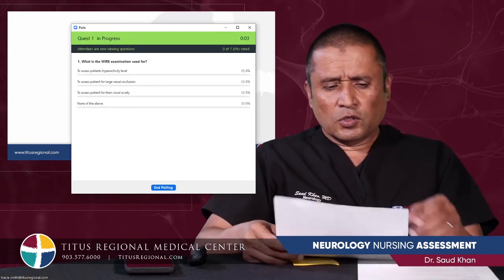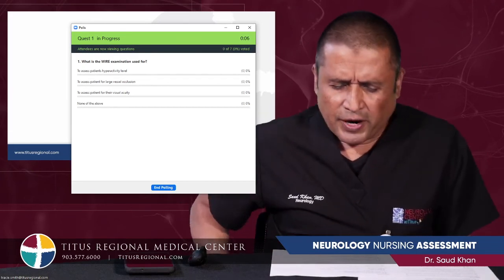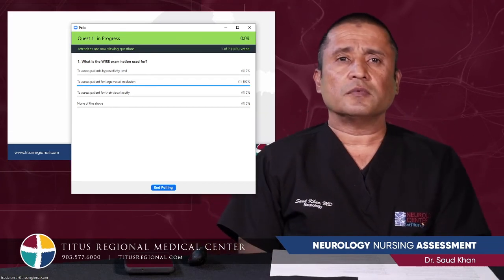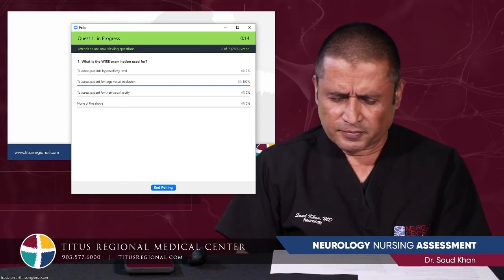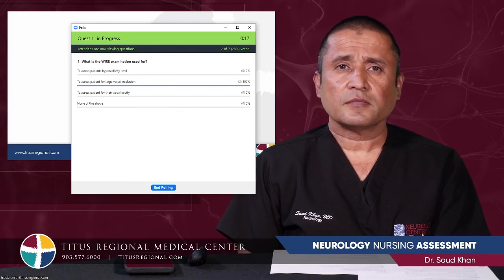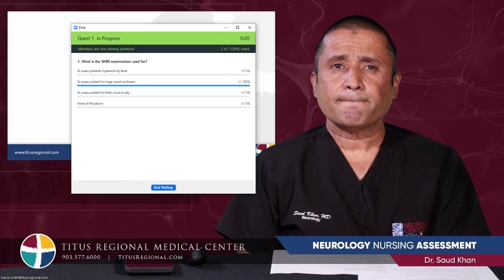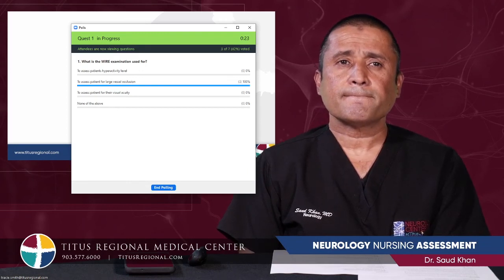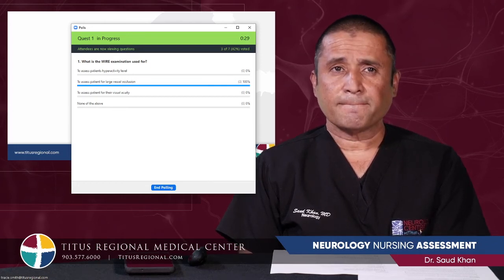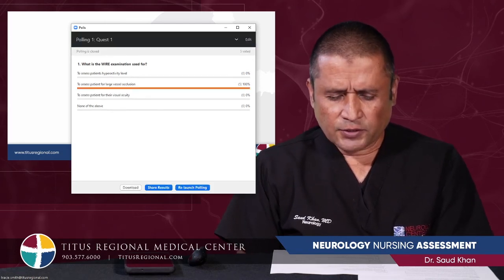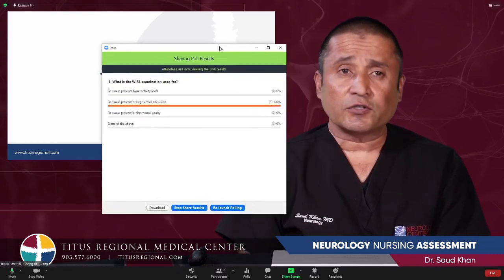Okay. So the first question is, what is the WAVE examination used for? Has everybody answered? It's probably good. Okay. So the answer is to assess a patient for large vessel occlusion.